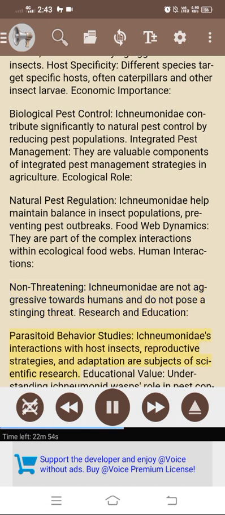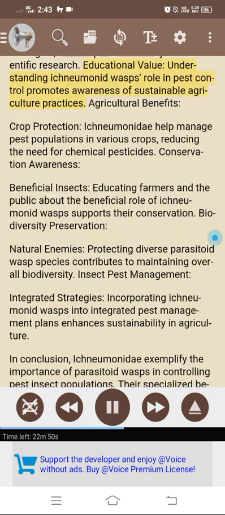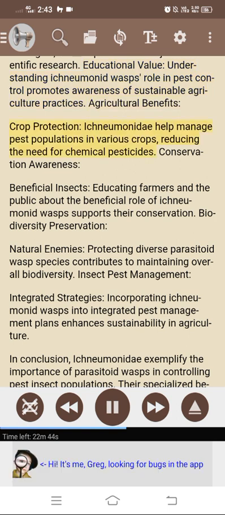Research and education. Parasitoid behavior studies. Their interactions with host insects, reproductive strategies, and adaptations are subjects of scientific research. Educational value. Understanding these wasps' role in pest control promotes awareness of sustainable agriculture practices. Agricultural benefits. Crop protection. They help manage pest populations in various crops, reducing the need for chemical pesticides.